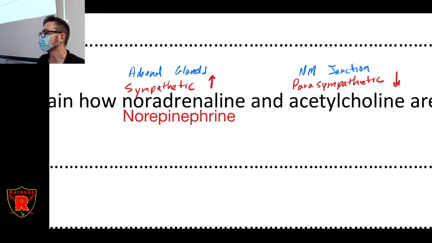It's your SA node that does that, right? That kind of coordinates your heartbeat, right? So your SA node can detect it as chemical receptors on the surface of the cells in the SA node, and they can detect adrenaline, and it increases your heart rate.